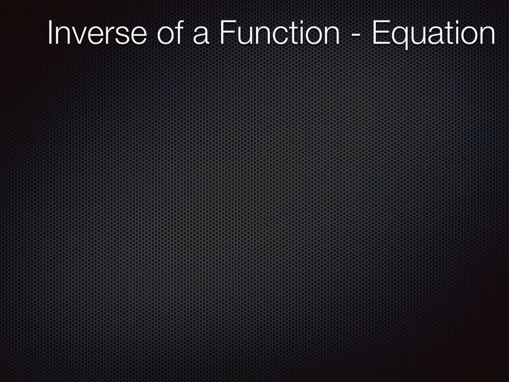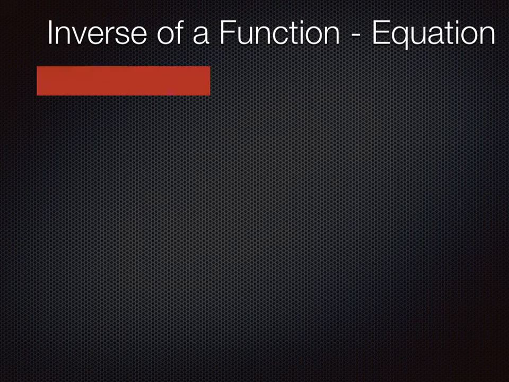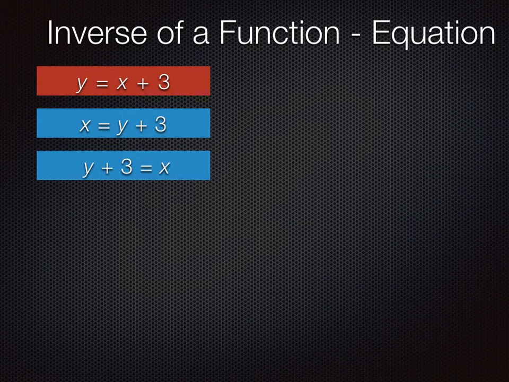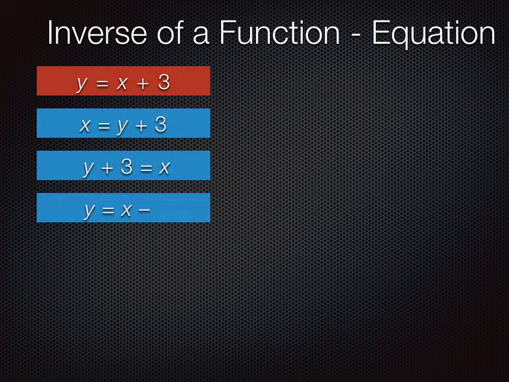Okay, so the inverse of a function from an equation. We're going to consider a linear function, y equals x plus 3. And instead of graphing this, we're going to switch the x and the y. So we're going to rewrite the equation by substituting x where I see a y and y wherever I see an x. Now I'm going to rewrite this equation so y is on the left-hand side of the equal sign, and I want to solve for y by subtracting 3 from both sides.